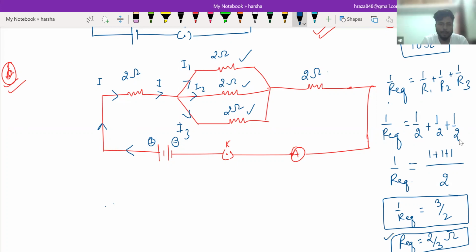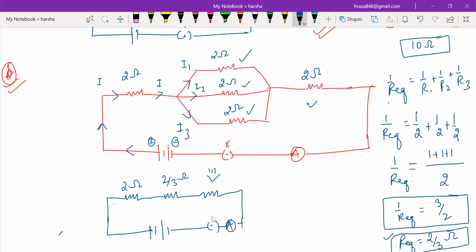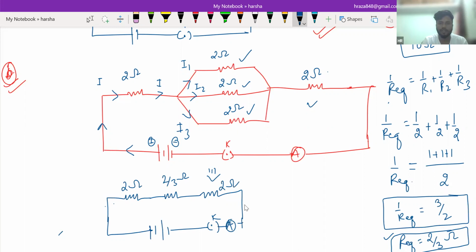Now I'm going to explain it again in diagram form. You can see this is the initial 2 ohm. Now these three 2 ohm resistors in parallel will become, in series, a value of 2 by 3 ohm. And again this ohm, these are all in series now. Are you getting my point? Yes, sir. Now you can see these are all in series.